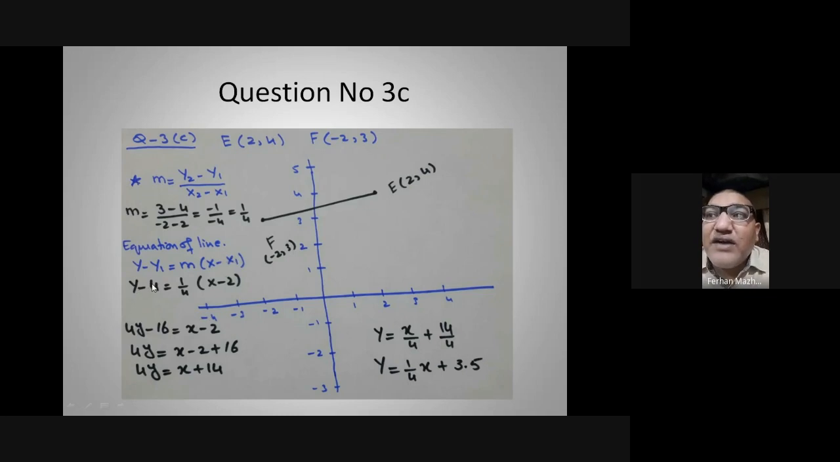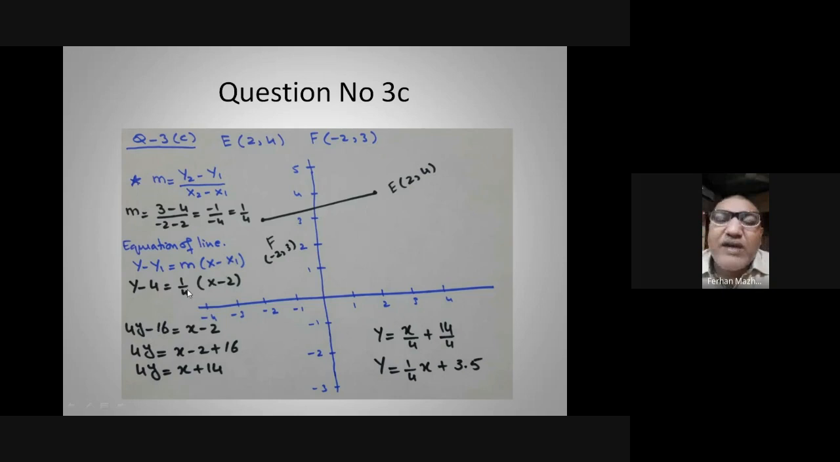Y minus y1 is 4, the x1 value is 2, and the m value is 1 by 4. So I substituted the value of m, the value of x1, and the value of y1 in this formula. You can see this is a single term. This 4 is dividing here, bring this 4 to this side. So you will have 4y minus 16 equals to this 1 will multiply this bracket x minus 2.